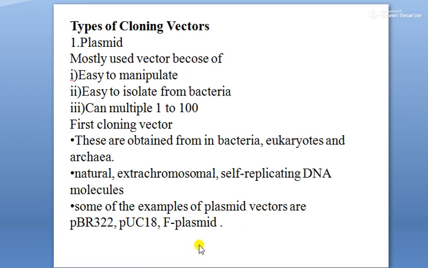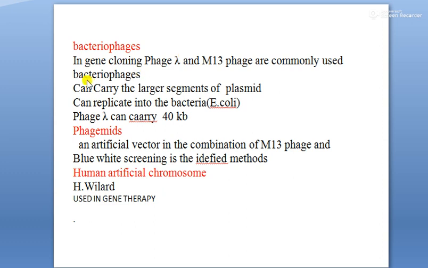And the next, bacteriophages. In gene cloning, lambda phage and M13 phage are commonly used as bacteriophages. They can carry larger segments than plasmids and can replicate in the bacterium E. coli. Phage lambda can carry 40 kb, that means kilobase pairs, a unit of nucleotides.